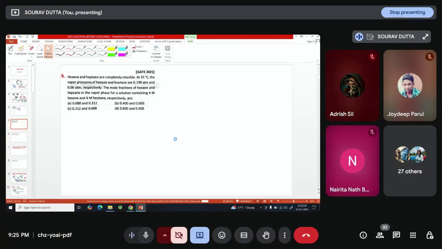This question has come, GATE 2021 chemistry. Hexane and heptane are completely miscible. At 25 degrees centigrade, the vapor pressure of hexane and heptane are 0.198 atm and 0.06 atm respectively. The mole fraction of hexane and heptane in the vapor phase for a solution containing 4 molar hexane and 6 molar heptane respectively. Okay.